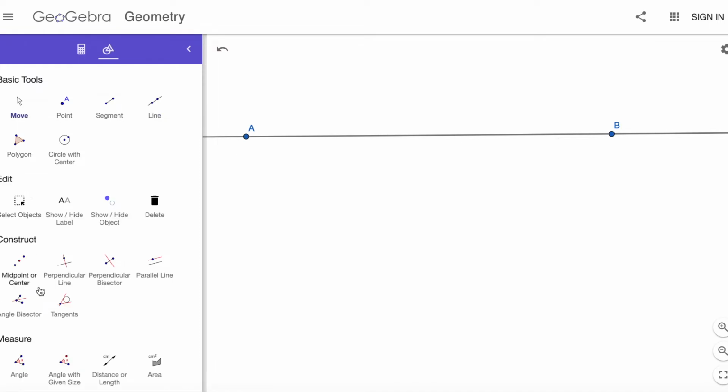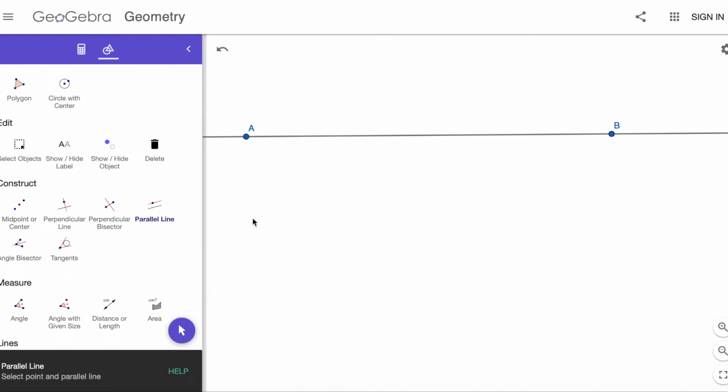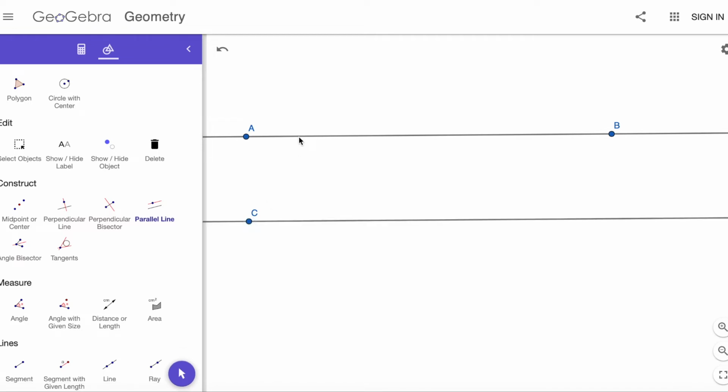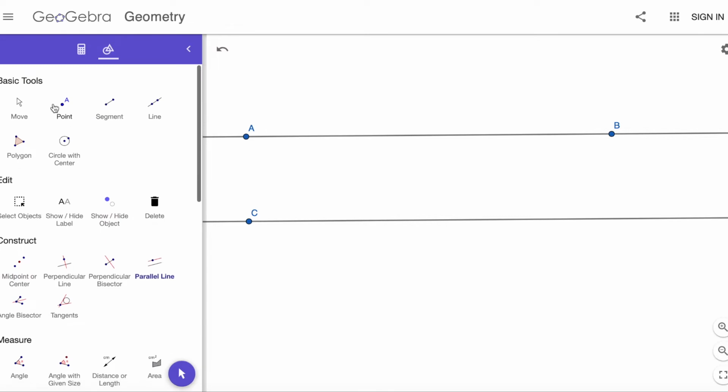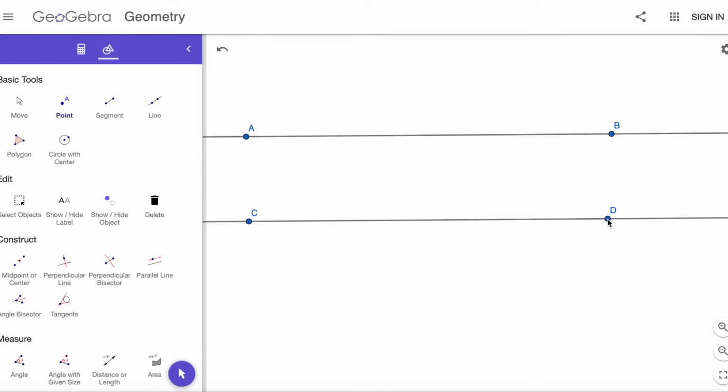Then we need to move down and we want to make a parallel line. You can see this under the construct tools. You click parallel. You have to hit a point and then click on the line. You'll see that your parallel line is now made. I recommend then making just another point there. So now we have our points A, B, C, and D. There are 2 parallel lines.